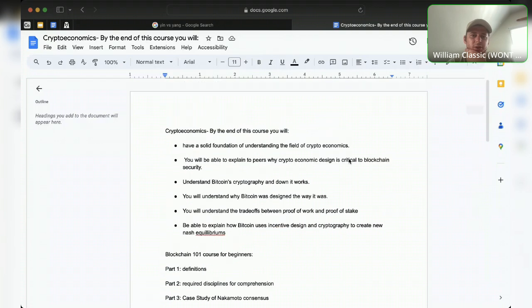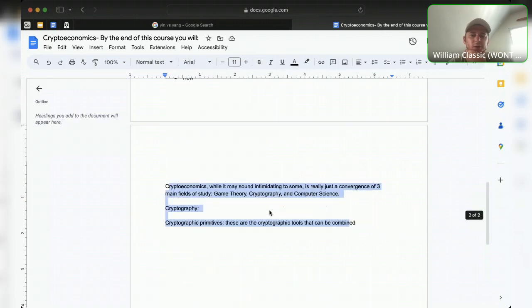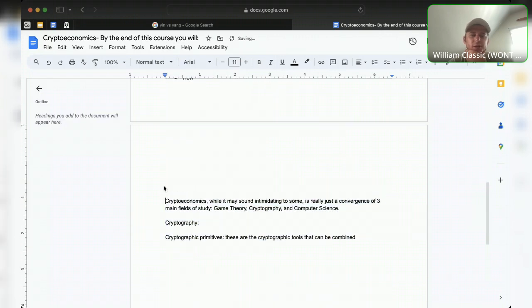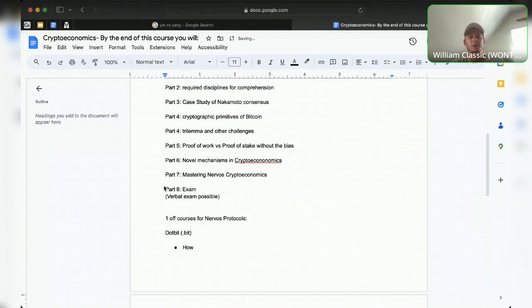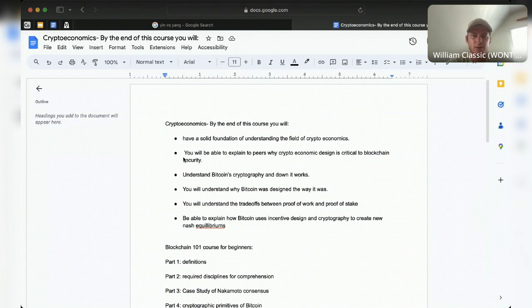That's about it so far. And this is where I'm going to start building out the rest of it right now. So you're going to have a solid foundation and understanding of crypto economics. You're going to be able to explain to your peers why crypto economic design is critical to blockchain security, understand cryptography and how it works, not down.